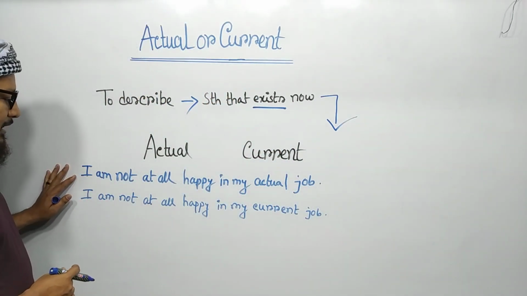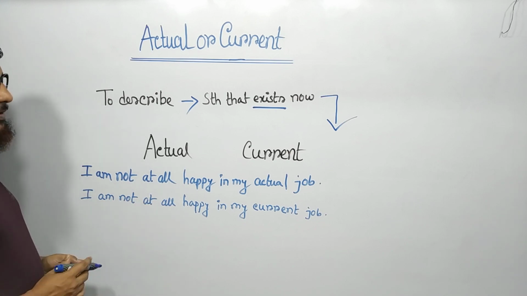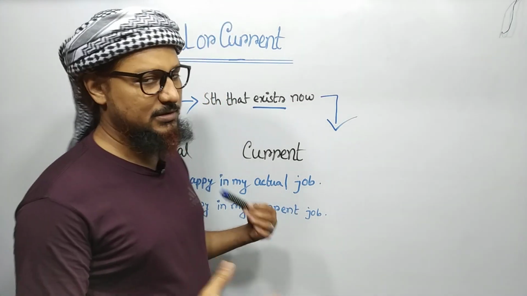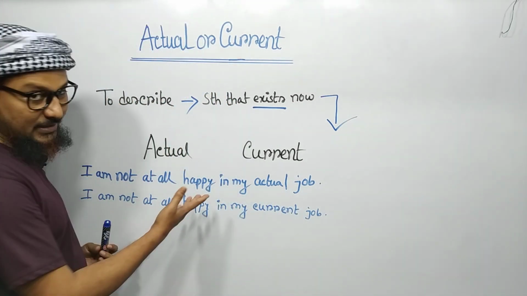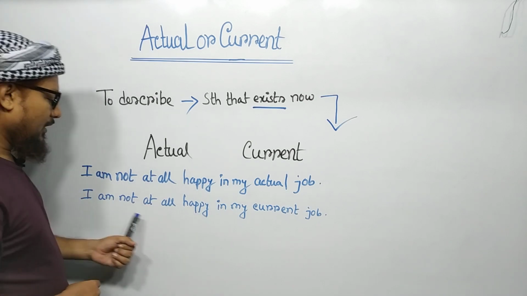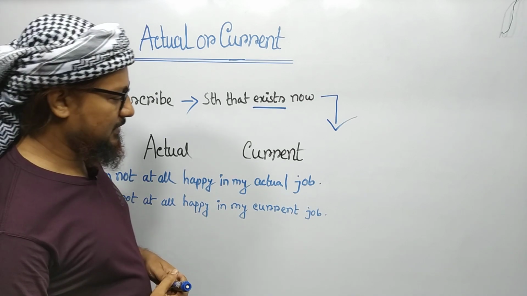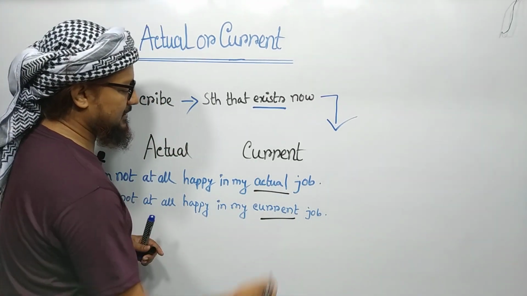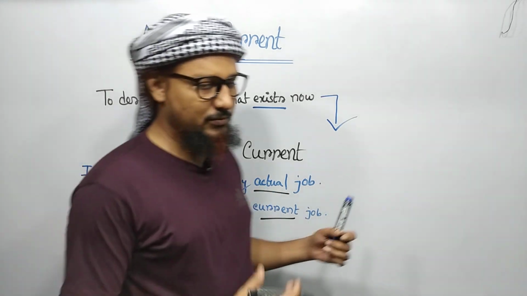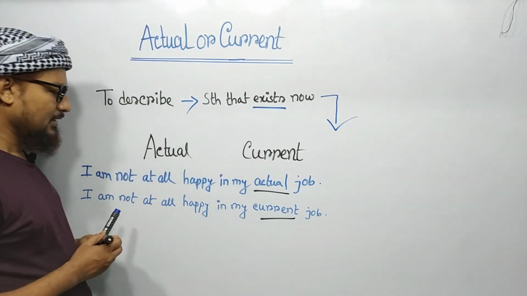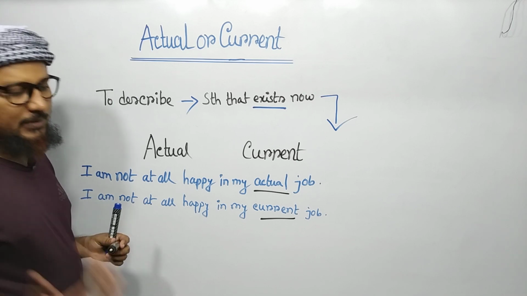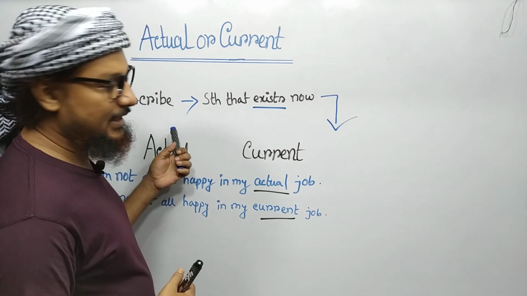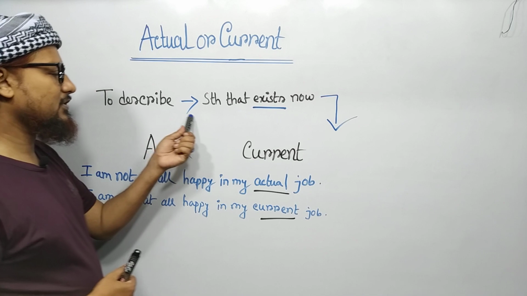I'm not at all happy in my actual job. So you are talking about your job, and you are not very happy with that. Is it correct? I don't know. I'm not at all happy in my current job. So both actual and current have been used, each one in its own sentence. Which one is correct, do you think? Actual or current? I've given a hint: to describe something that exists now.